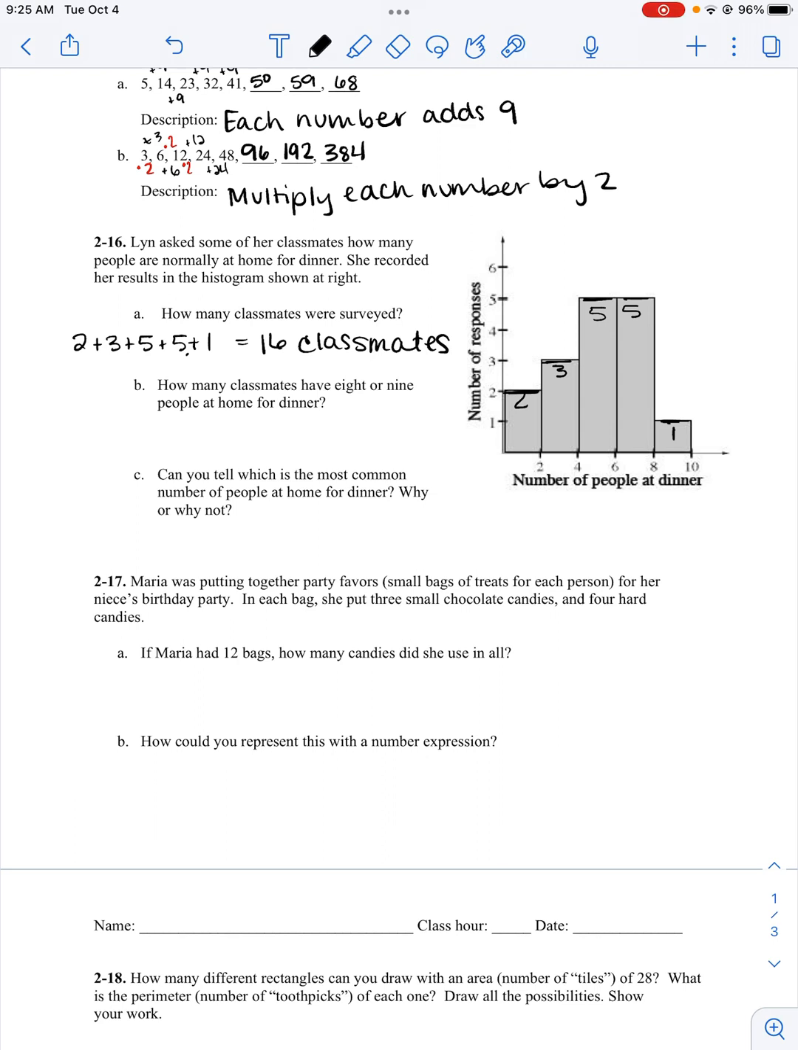Okay, so part B asks us to figure out how many classmates have 8 or 9 people at home for dinner. Well, if I have 8 or 9, it's going to be in this section here because it's from 8 to 10. So there's 1 classmate that has 8 or 9 people at home for dinner.